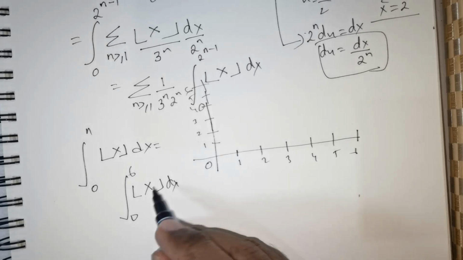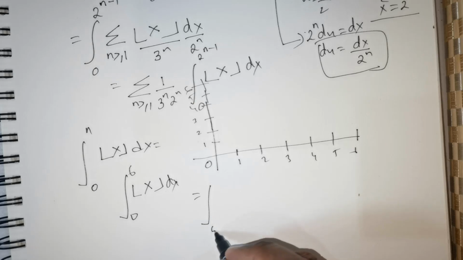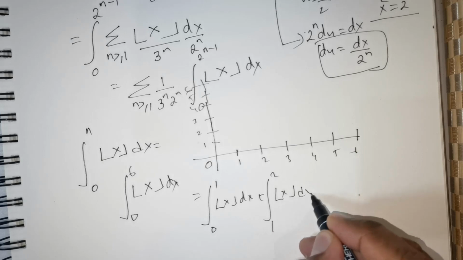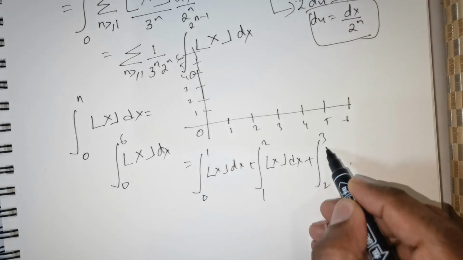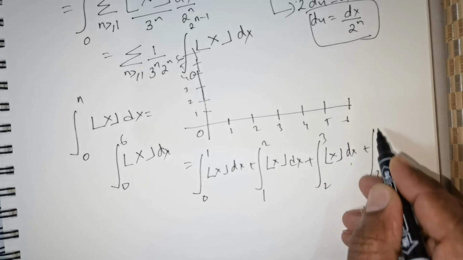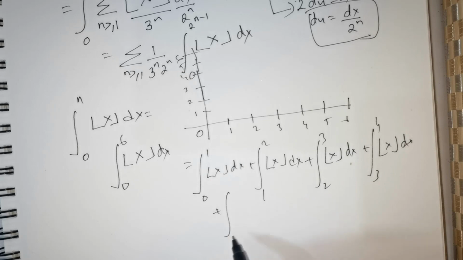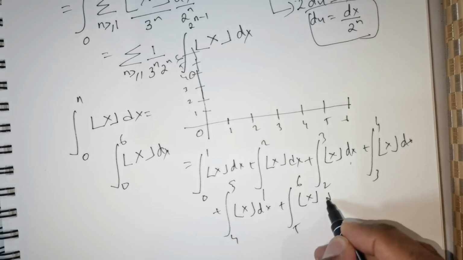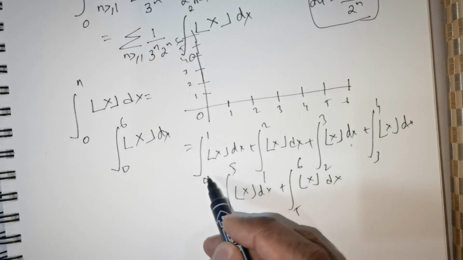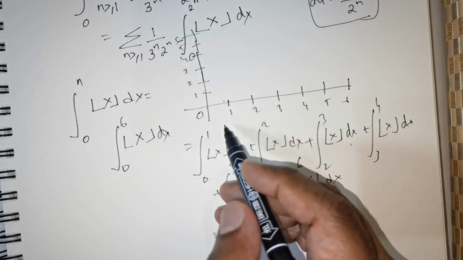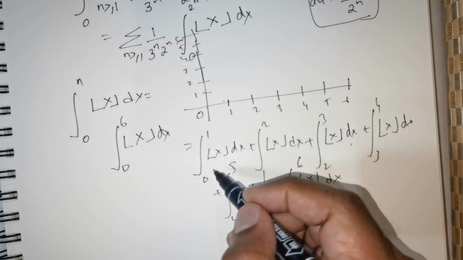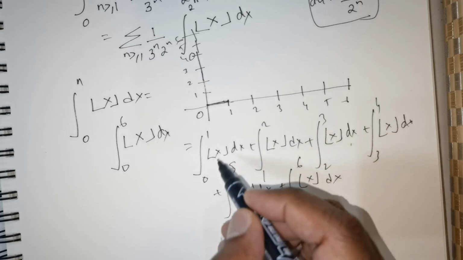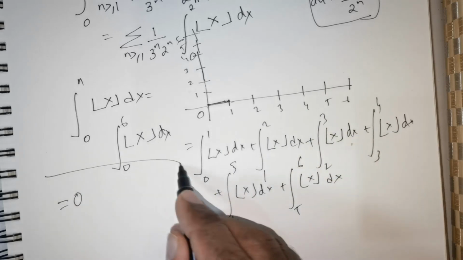Now this can be rewritten as the integral from 0 to 1 of floor of x dx, plus 1 to 2 of floor of x dx, plus 2 to 3 of floor of x dx, plus 3 to 4 of floor of x dx, plus 4 to 5 of floor of x dx, plus 5 to 6 of floor of x dx, right? Now, for all values of x between 0 and 1, what is floor of x? It is just going to be 0 here, right? So this is going to be 0.